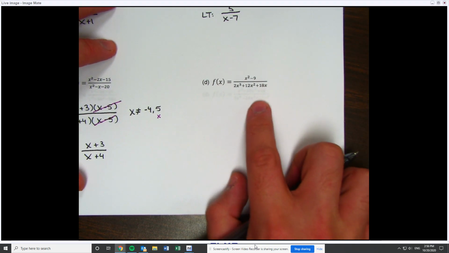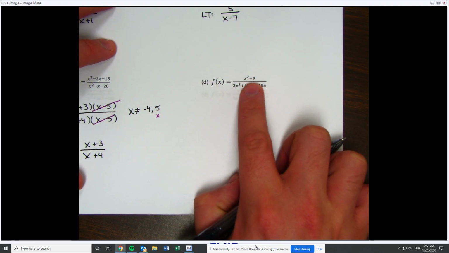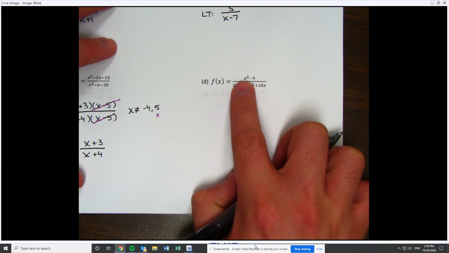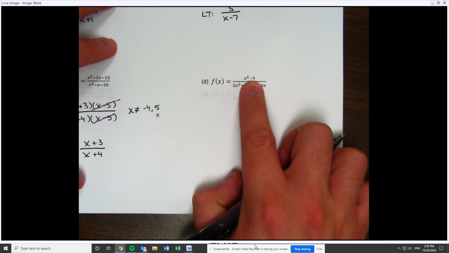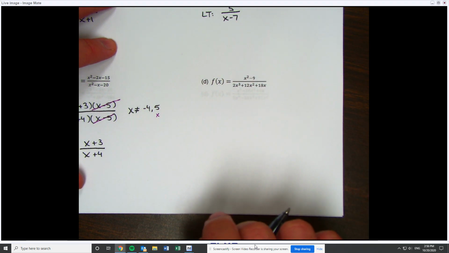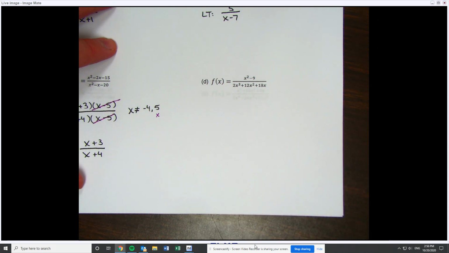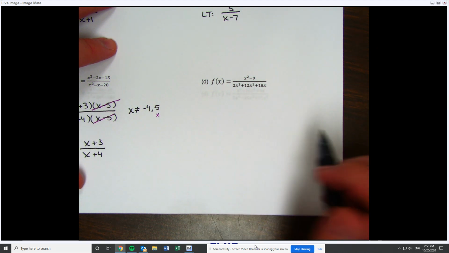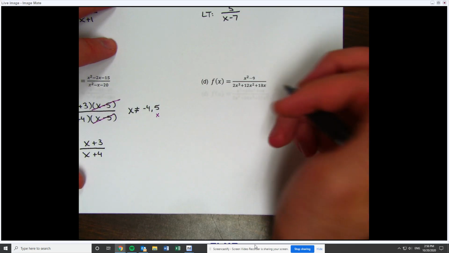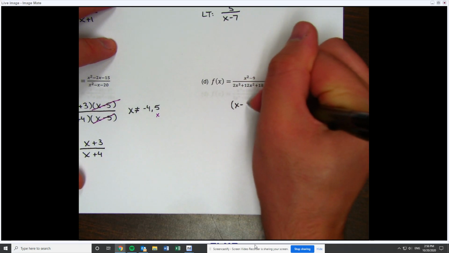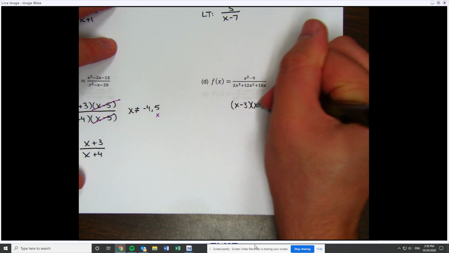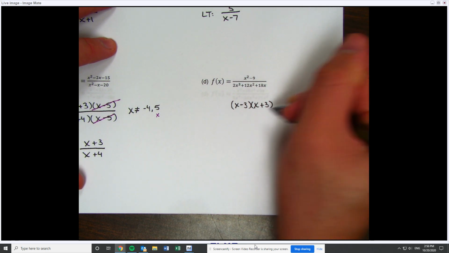Now for the last one. So looking at this is another difference of squares. You can identify them by having a square minus another square. 3 squared is 9, so I know that's a square. Or do the ABC method with your b being 0. So I know I can go ahead and factor the numerator. That's going to be x minus 3, x plus 3.